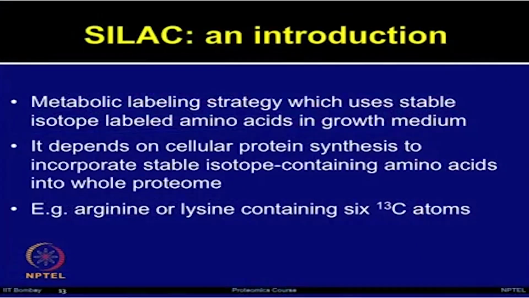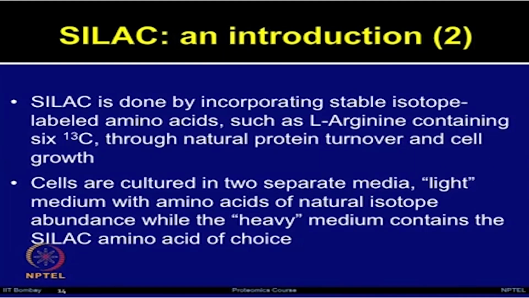So, SILAC is a metabolic labeling strategy which uses the stable isotope labeled amino acids in the growth medium. This experiment depends on the cellular protein synthesis to incorporate the stable isotope containing amino acids into whole proteome. For example, arginine or lysine, which contains 6 13 carbon atoms. The SILAC experiments are performed by incorporating the stable isotopically labeled amino acids such as L-arginine containing 6 13 carbon through the natural protein turnover and cell growth.